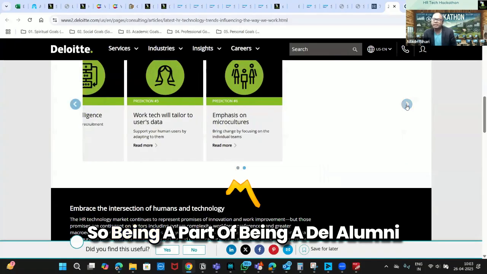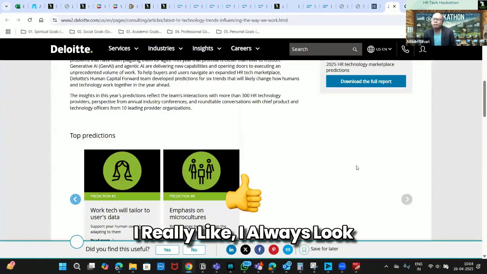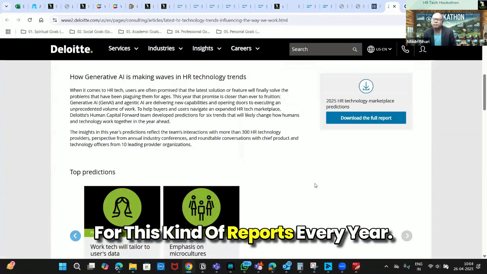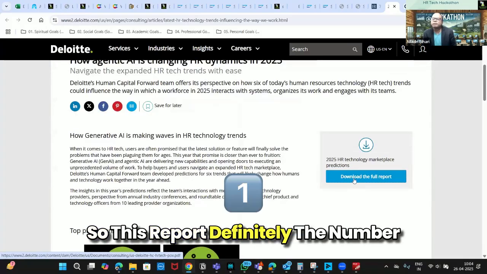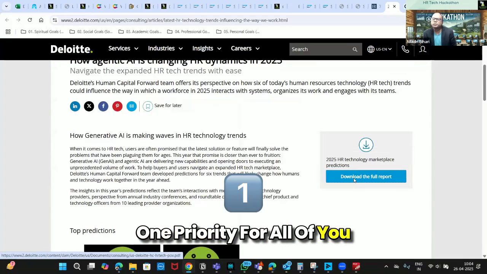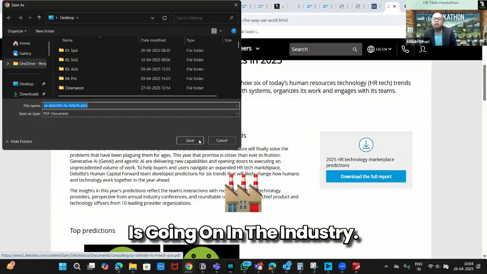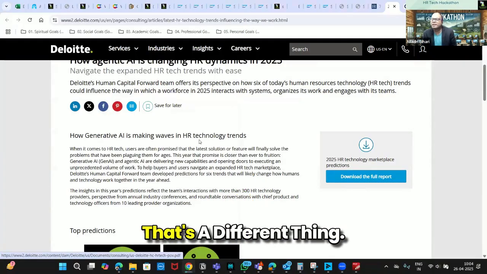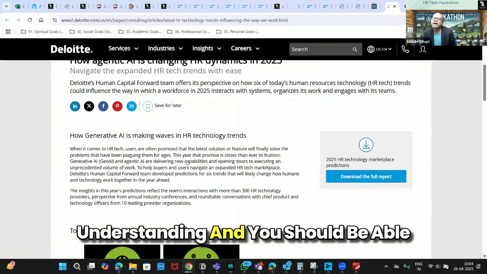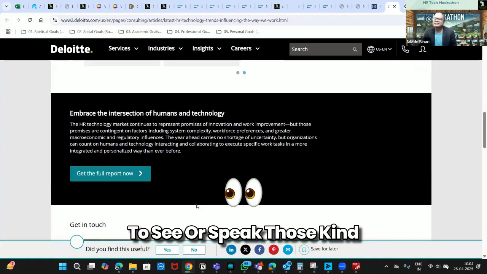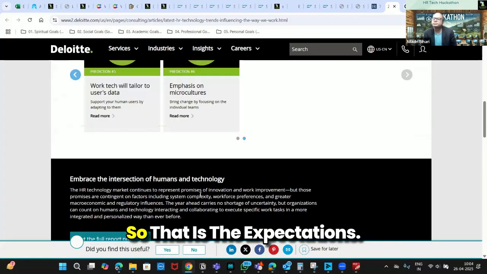Being a Deloitte alumnus, I spent almost 7 years there. I always look forward to this kind of report every year. Very well designed, very well defined. So this report is definitely the number one priority for all of you to go through. At least you'll understand what is going on in the industry. Whether it can be done by SuccessFactors or not, that's a different thing. But at least you will understand what is going on in the industry, and you should be able to speak that kind of vocabulary with your customers. So that is the expectation.